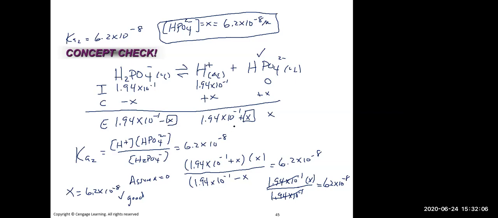So again, if you put that into your calculator, 1.94 to the minus 1 minus 6.2 to the minus 8, you get 1.94 to the minus 1. Again, it does not change here because it's so small. Any questions on the second step there?